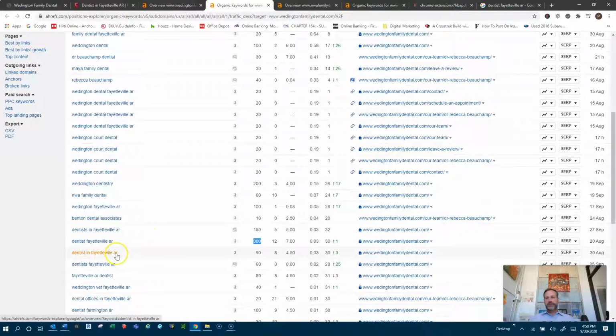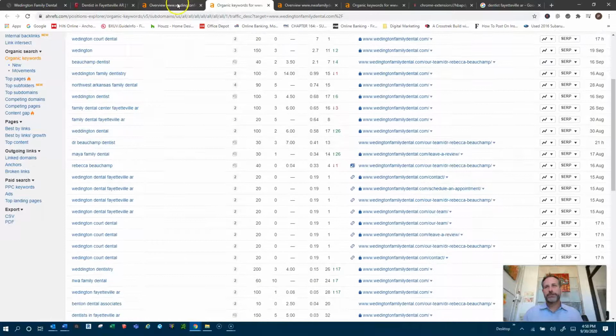And then there's also Dentist in Fayetteville, Arkansas. There are 90 searches for that. Again, you guys are also number 30 for that. So that's the number one search term that I could find for this area. Again, you want to hit that with as much as possible, with as many backlinks, keywords and key phrases to help you guys rank higher.